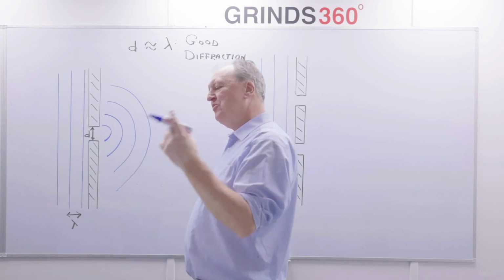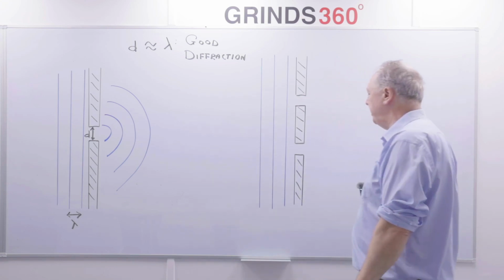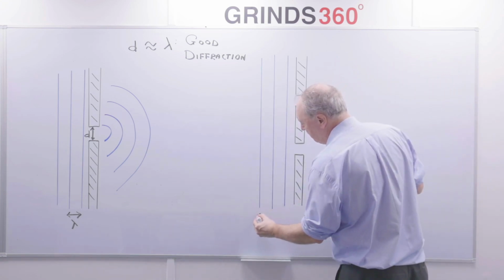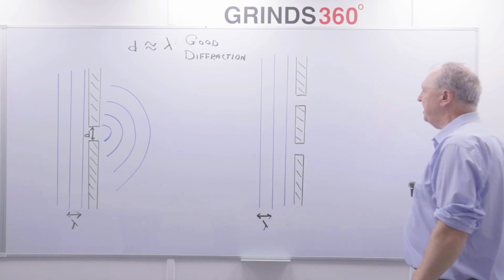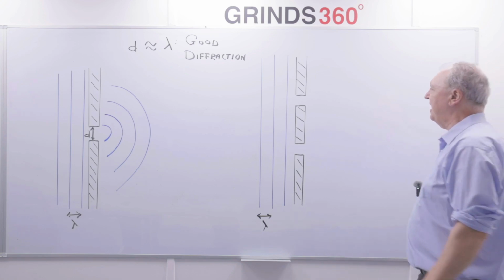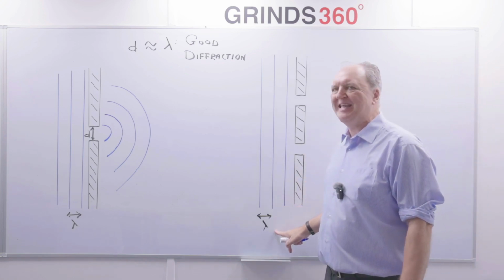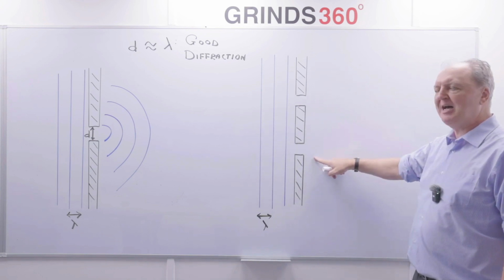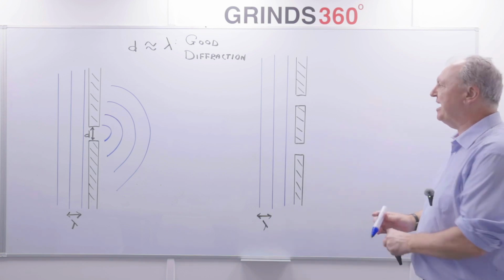So now let me continue the story. Let me now move on to a situation where I send my wave, with wavelength lambda, at an obstacle that has two gaps in it. The size of each of the gaps is approximately equal to the wavelength. That means that the wave spreading out through each gap is going to be really, really good. I'm going to get really good diffraction.